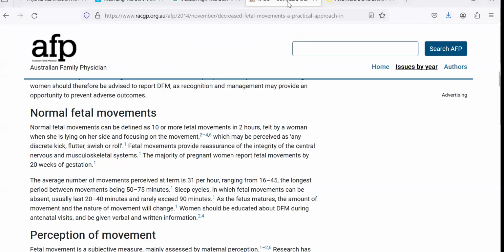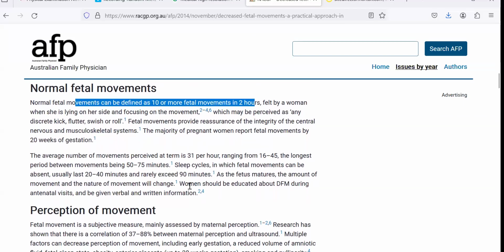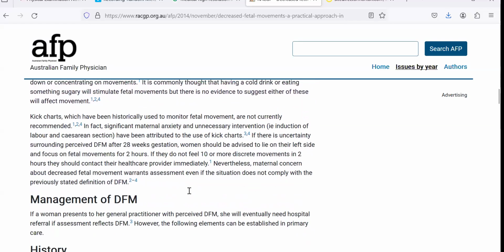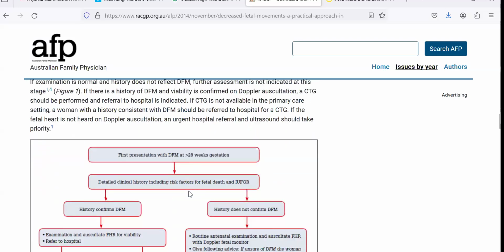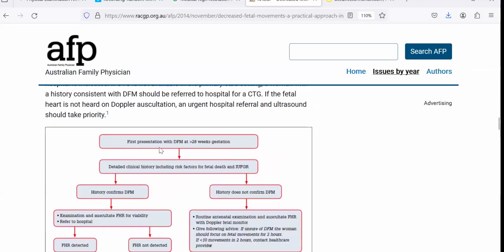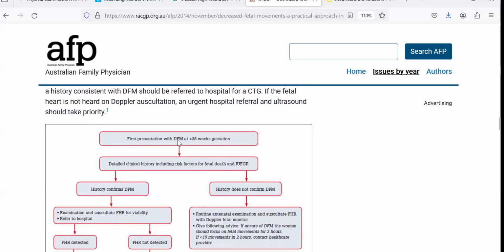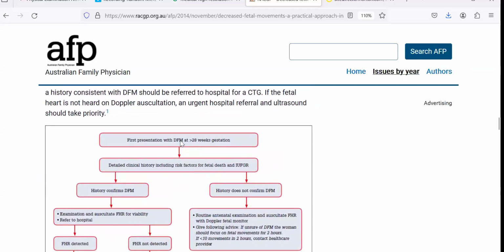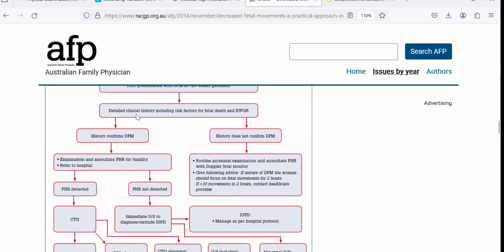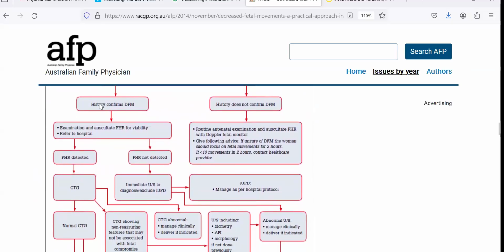Normal fetal movement is 10 or more movements in 2 hours. That's normal. If less than 10 in 2 hours, that means reduced fetal movement, and that is always something concerning. That is what you need to follow. If a patient comes to you for the first time with reduced fetal movement after the second trimester, you will definitely take a detailed clinical history with the risk factors and everything.